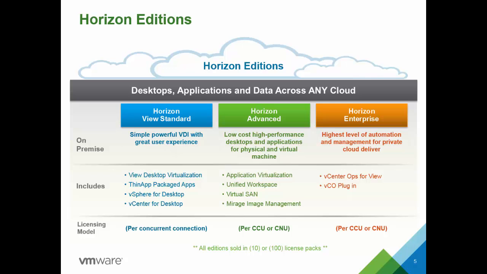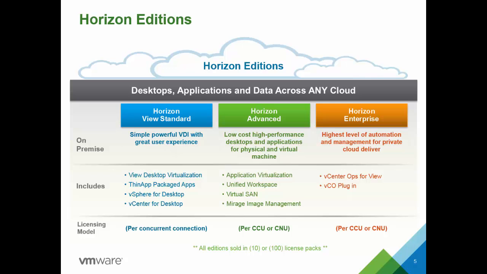Then we have the Horizon Advanced, which has everything in the standard, but then also includes the unified workspace, again giving you that central location to have access to all your applications, as well as your View desktops. We also provide the Virtual SAN licensing, which I'll talk a little bit more about as far as what that is. And then as well as the Mirage capability to do your image management. And that is on a concurrent user or named user basis for the advanced.